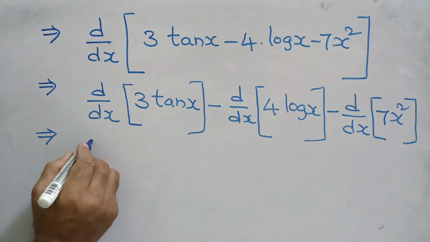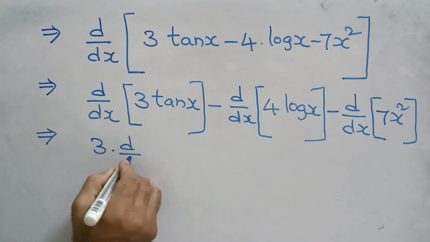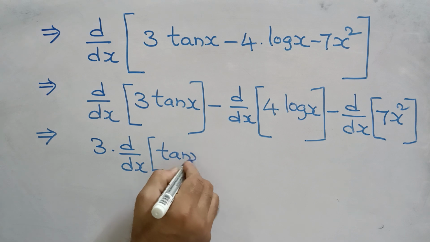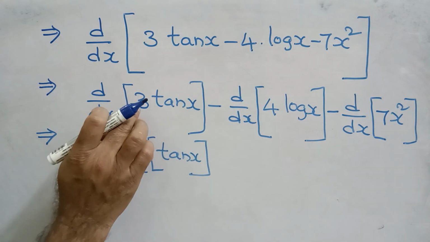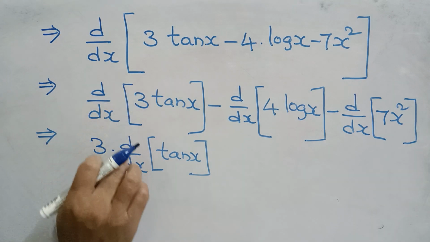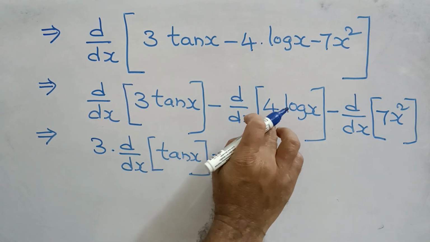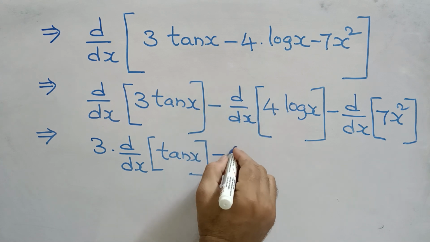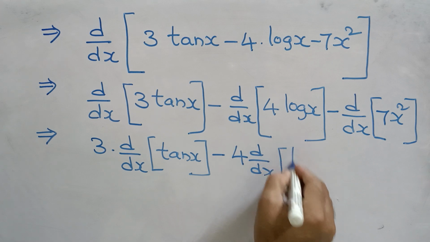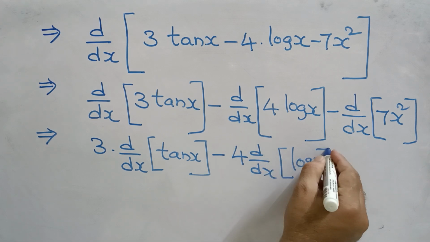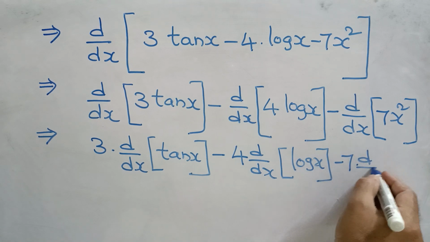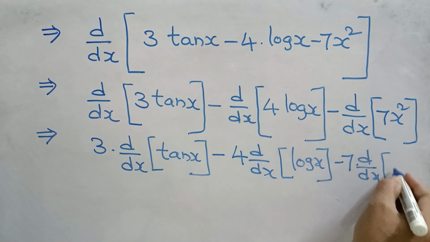So that means you can write 3 into d by dx of tan x. Whenever a constant is there, you should always take it outside, remember that. So 3 into d by dx of tan x minus, here also 4 is a constant, take this 4 outside: 4 into d by dx of log x, am I correct? And here 7 is the constant: minus 7 into d by dx of x square.